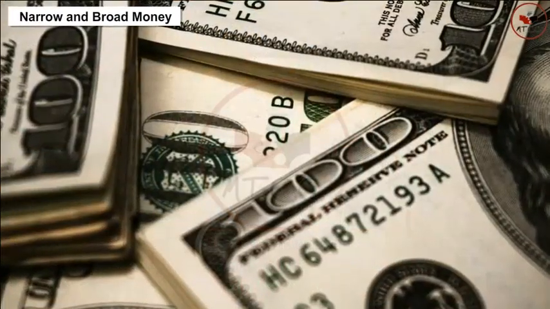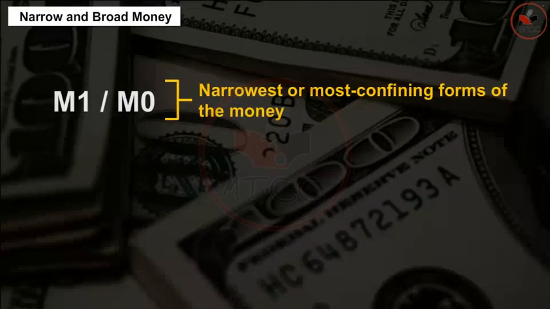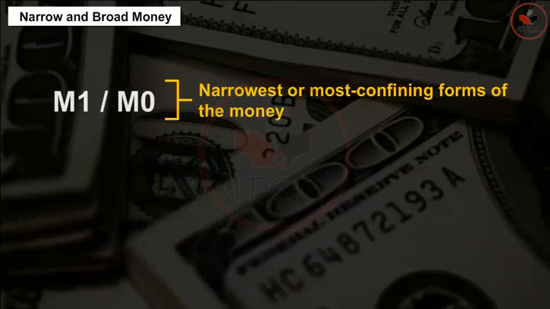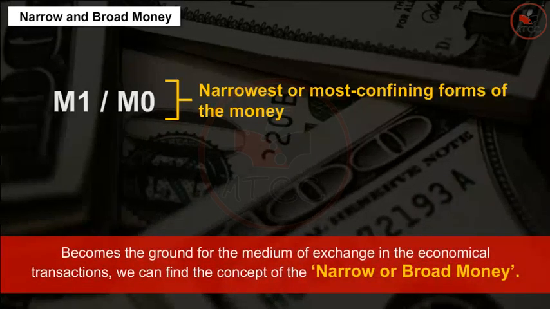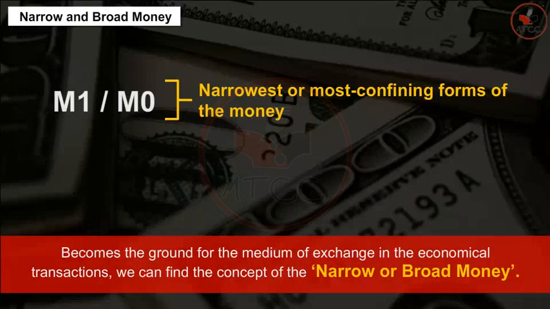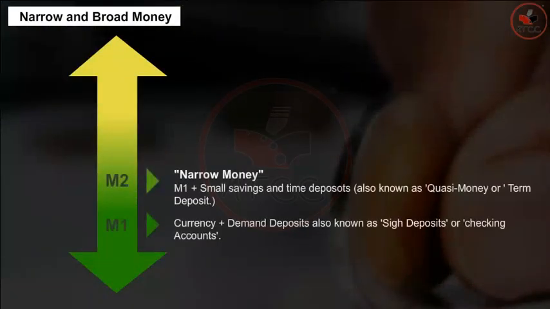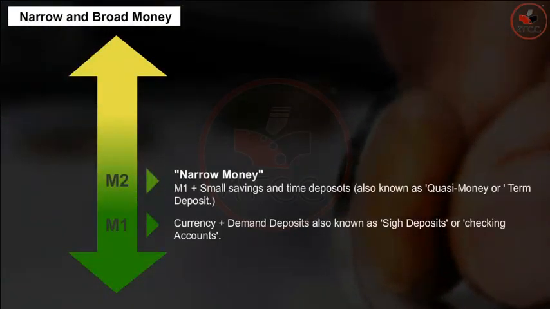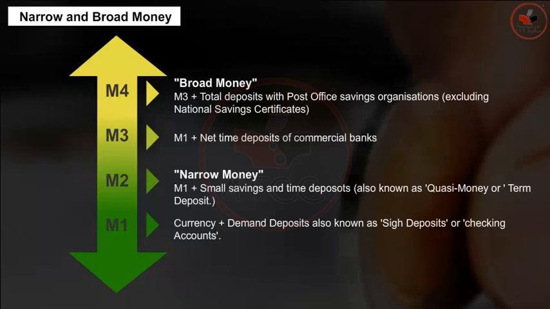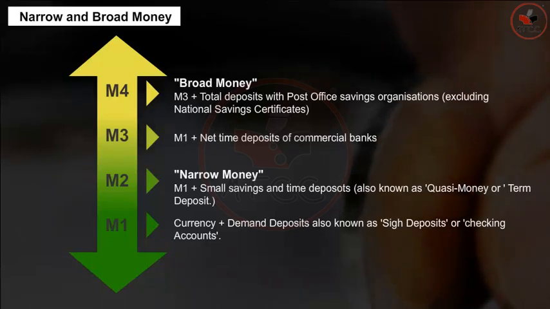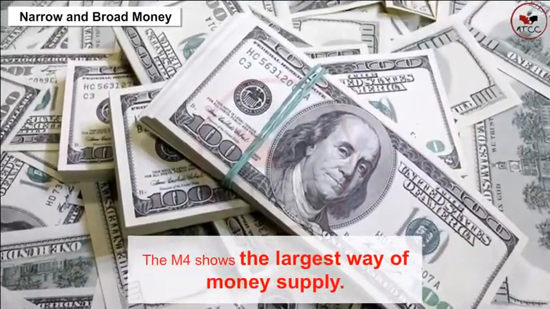Narrow and broad money. From the calculation where M1 or M0 is the narrowest or most confining form of money and becomes the ground for the medium of exchange in economic transactions, we can find the concept of narrow or broad money. In general, M1 and M2 depict the narrow form of money, and M3 and M4 signify the broad money. M4 shows the largest measure of money supply.